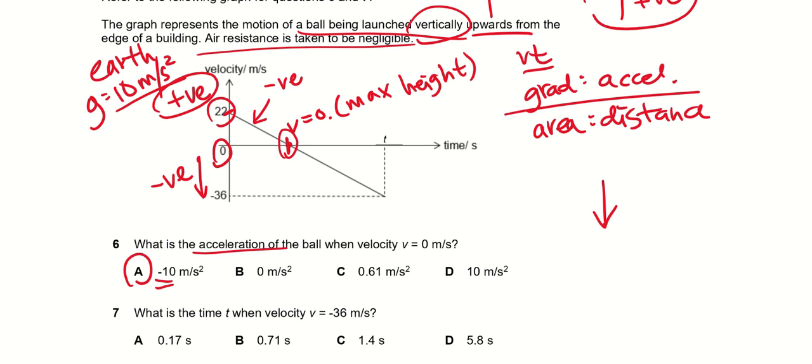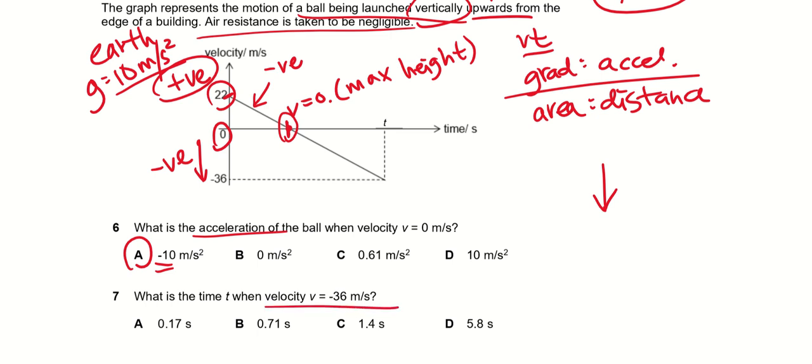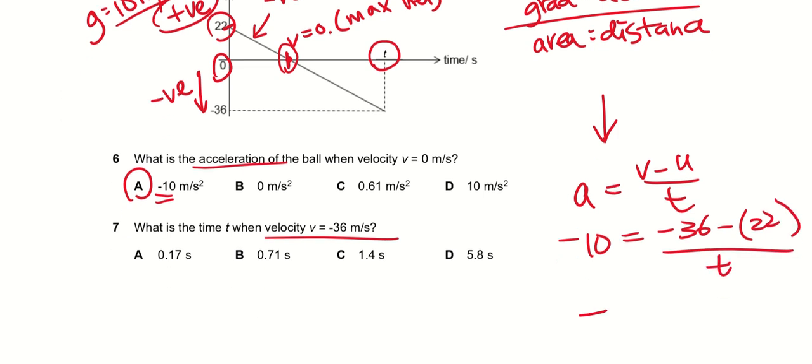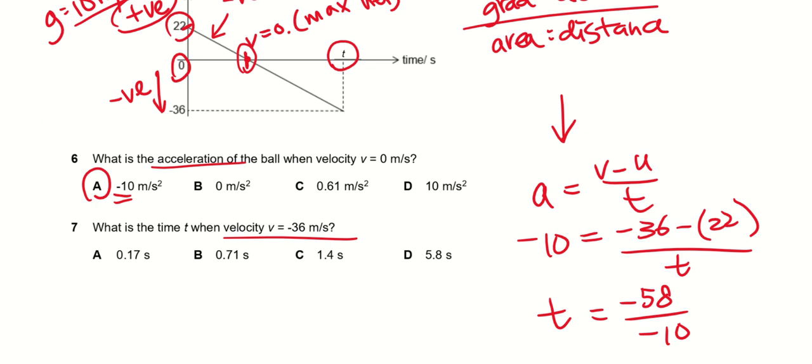Now, question 7: what's the time t when velocity v equals negative 36? We are going to find this time t. Because there is no air resistance and on Earth it is a constant 10 meters per second squared, we can use these values. We have a equals v minus u over t. The acceleration is negative, final v is minus 36, initial is 22, over t. So t equals minus 58 over minus 10, which works out to a positive value of 5.8 seconds.